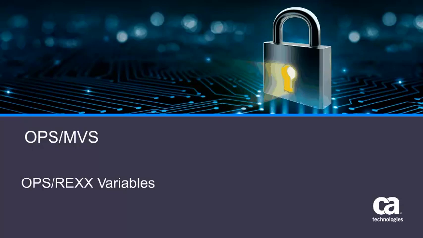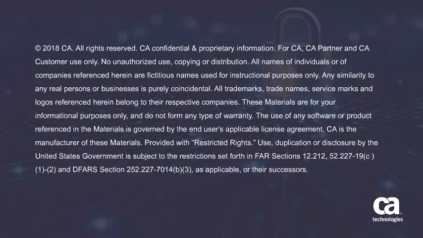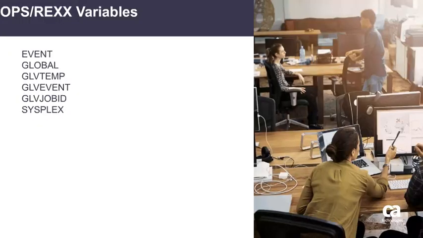This video will discuss the unique types of variables that are available for use by the Ops REXX programming language. This list shows the types of Ops REXX variables that will be discussed in further detail. These variable types are unique to Ops MVS and the Ops REXX language. This video will not cover the types of variables that are common to all REXX languages, such as simple, stem, and compound variables.